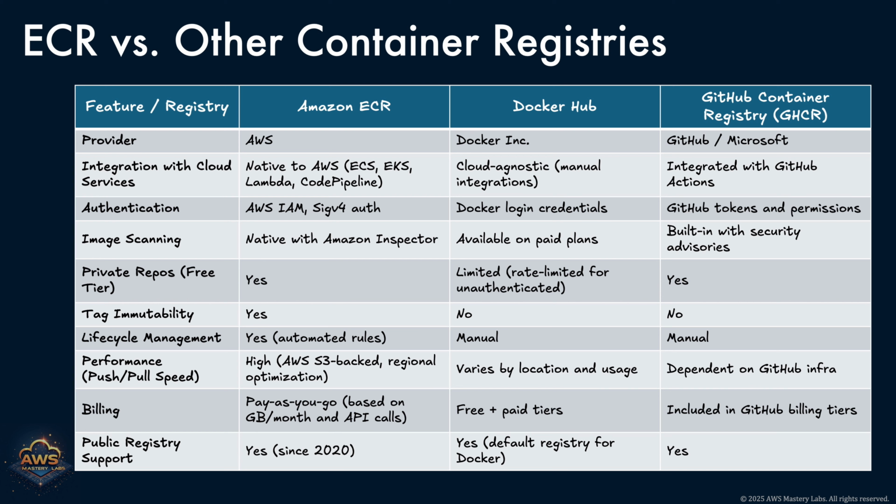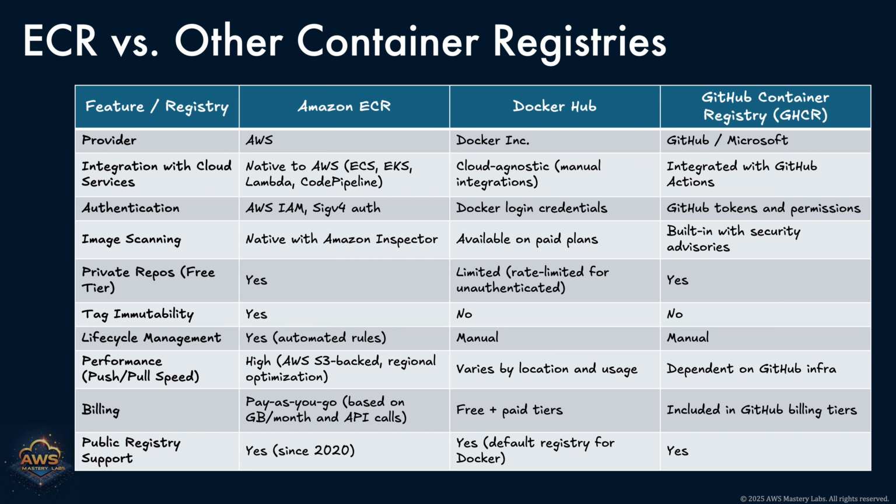Security is another key differentiator. ECR offers built-in image vulnerability scanning, powered by Amazon Inspector, enabling security checks as part of your pipeline. Docker Hub offers image scanning too, but only on paid plans. GHCR includes vulnerability advisories integrated with GitHub Dependabot, helping you catch issues directly in the GitHub UI. Private repository support varies as well. ECR provides unlimited private repositories by default. Docker Hub offers private repos but restricts usage under its free tier, including rate limits for unauthenticated pulls. GHCR allows private repositories with access managed through GitHub's familiar team and org structure.